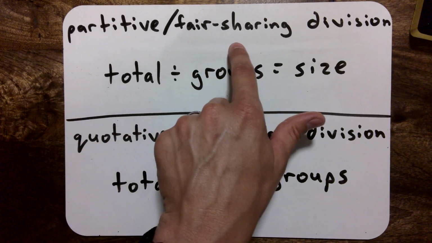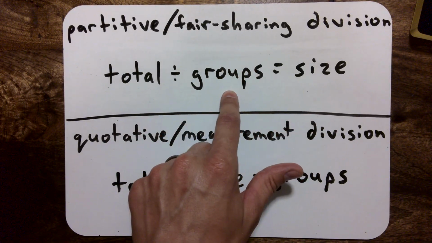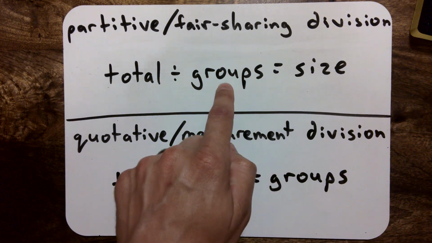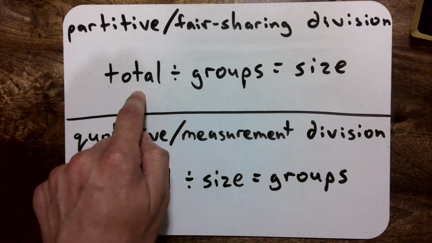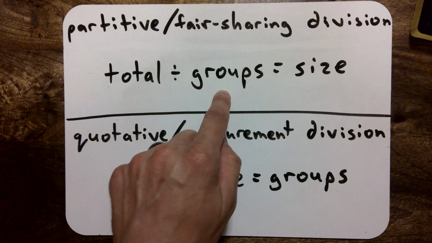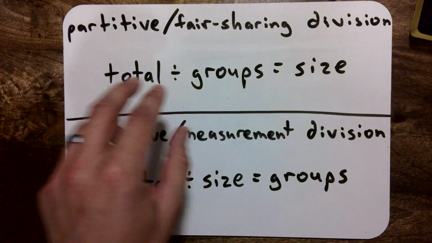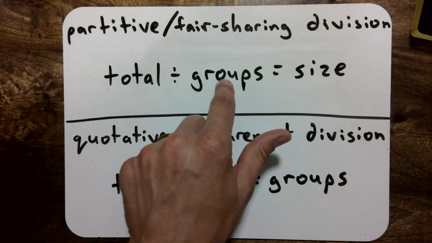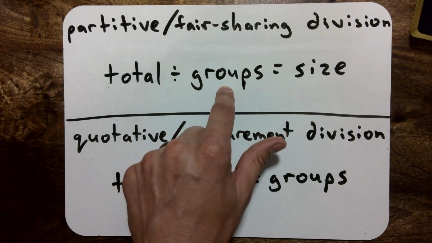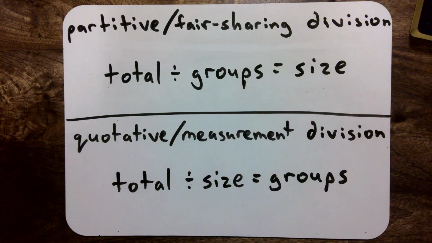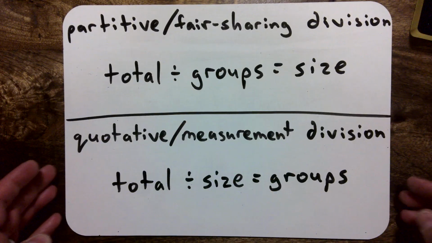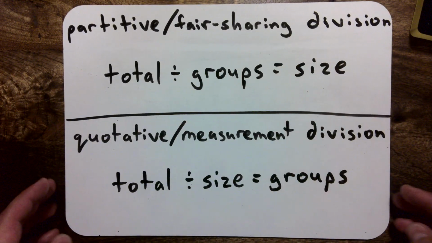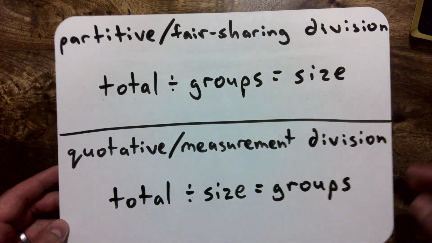With this fair sharing division, the divisor is telling us the number of groups that this total is being divided into. We're going to start with some total amount and rearrange it according to some number of equal groups. We know how many groups we have, and our quotient, or our answer, is the size of each group, or how many objects are in each group. We'll get to measurement division in a future video, but we're just going to do the fair sharing one now.